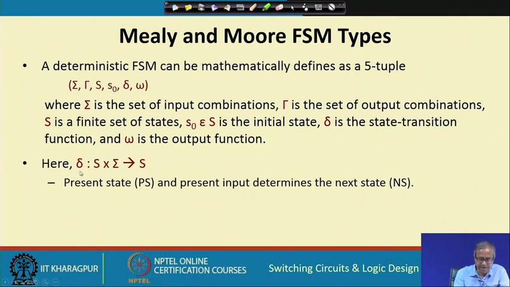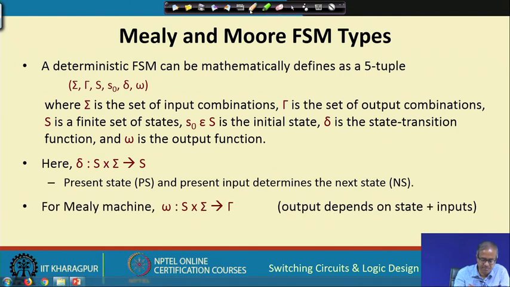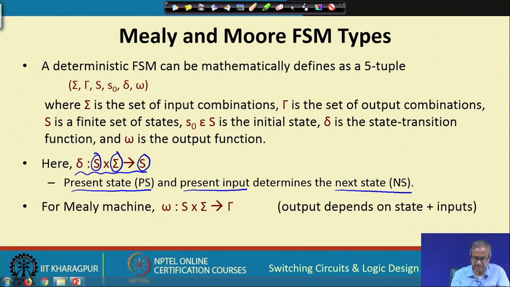So, delta can be mathematically expressed like this. Given a state, given an input from the input alphabet, it determines the next state. Mathematically, in the function notation, you specify it like this: present state, in short P s, and the present input from the alphabet determine the next state N s. Okay. Now, let us distinguish between Mealy and Moore. You see, Mealy and Moore are identical up to delta. It is omega that distinguishes these 2 types.